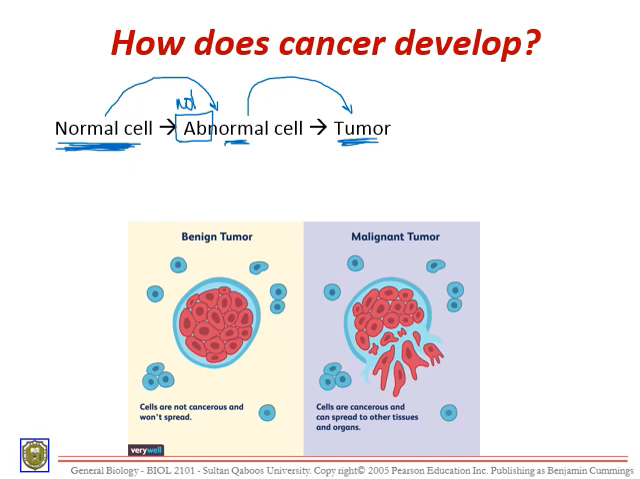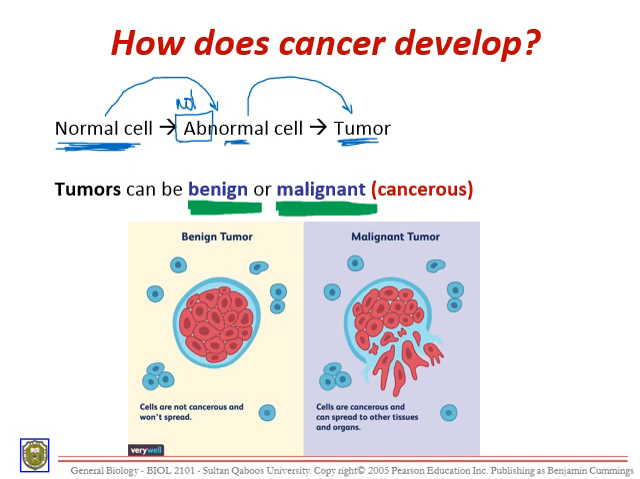Now, tumors can be either benign or they can be malignant. Tumor معناته ورم. الورم ممكن يكون ورم حميد أو ممكن يكون ورم خبيث. Malignant معناته خبيث. Now, if the tumor is malignant, then only we call it cancer. الورم الحميد ما نسميه سرطان. It's benign, we call it a tumor. But if the tumor is malignant, then we call it cancerous, or cancer.